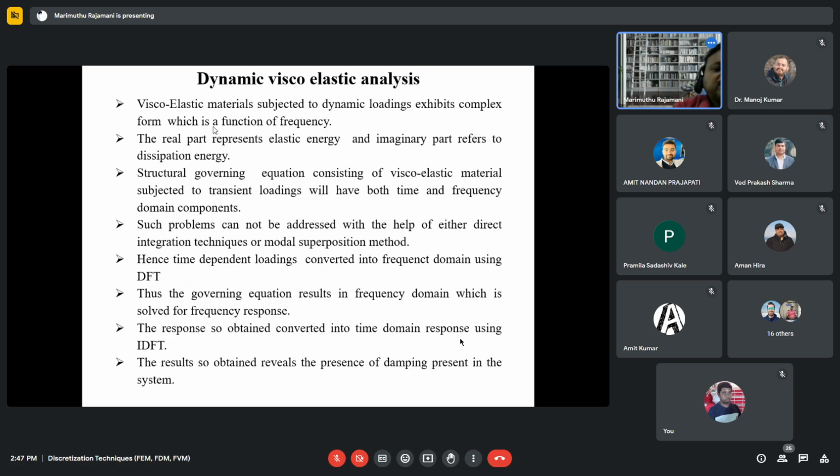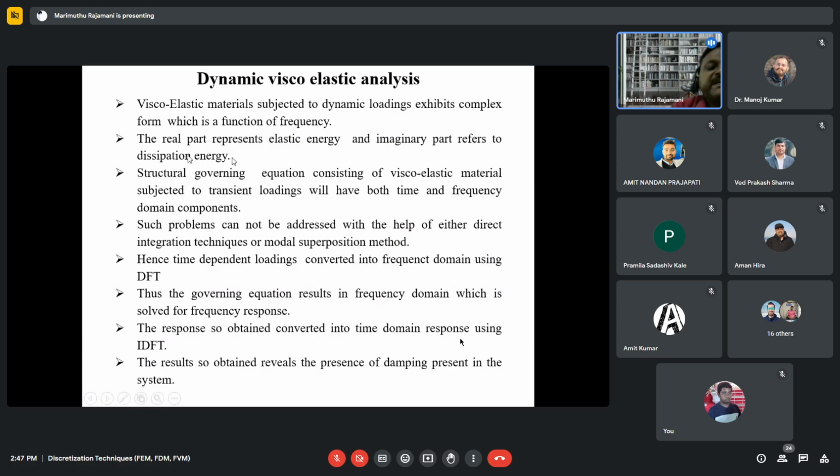The real part represents the elastic energy, that is the stored energy. The imaginary part refers to dissipation energy. It gets into two components. The machine used is a dynamic mechanical analyzer. Once you use the dynamic mechanical analyzer, you will get E dash and E double dash. E dash is the stored energy, E double dash is the dissipative energy due to dissipation.